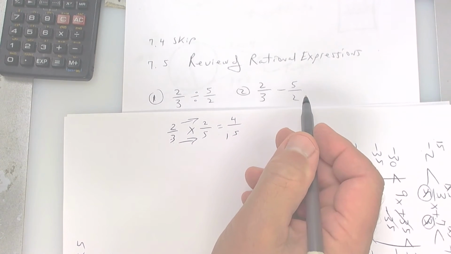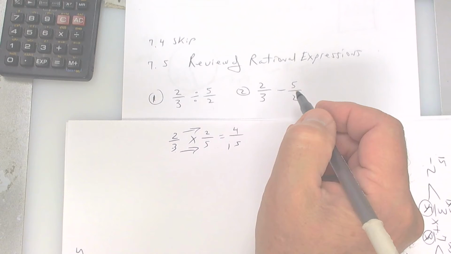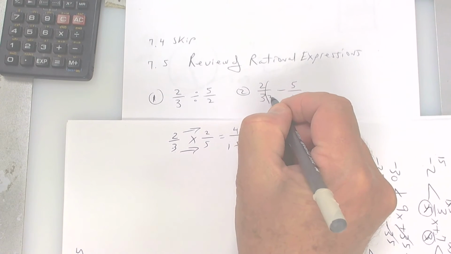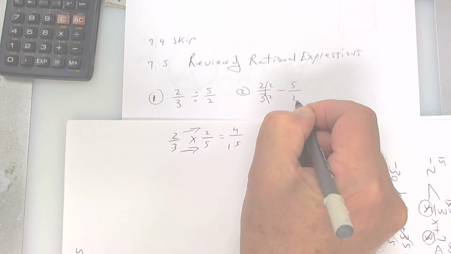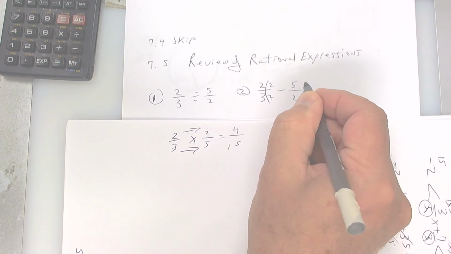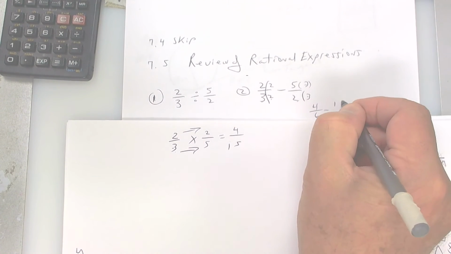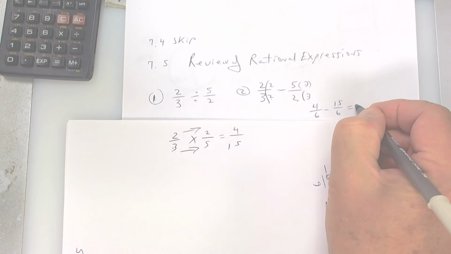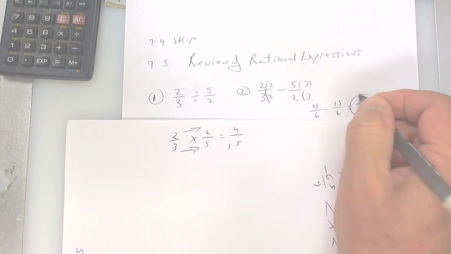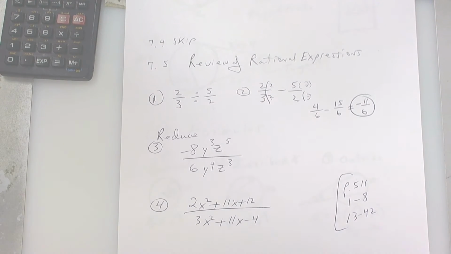This one right here, you're going to find your least common denominator, which is 6. So you're going to multiply this one by 2 to get a 6. You're going to multiply this one by 3 to get a 6. That's going to give you 4 over 6 minus 15 over 6, which gives you a negative 11 over 6. And that should be your answer.